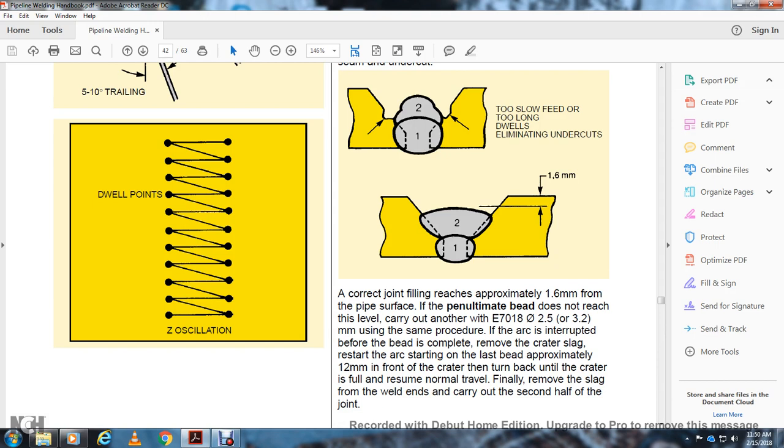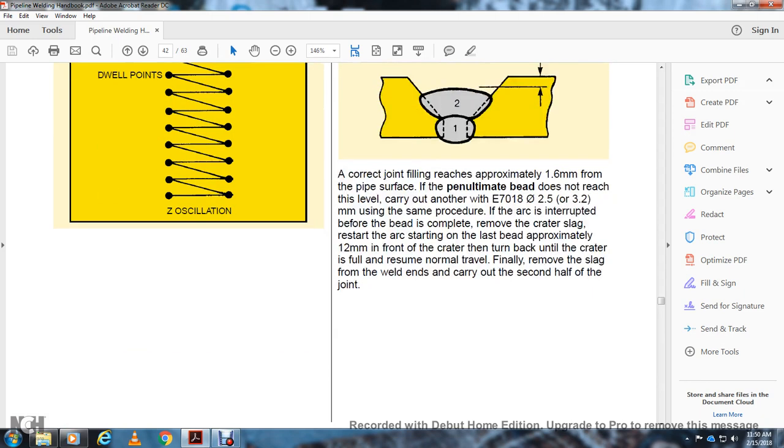penultimate bead. Does not reach the level to carry out either the E7018 2.5 to 3.5 millimeter using the same procedure, with the arc interrupted before the bead is complete. Remove the crater slag with the restart of the arc, starting with the last bead approximately 12 millimeters from the front of the crater, with the turn of the back until the crater is fully resumed normal. Travel the final. Remove the slag with the weld to end, for the carry out the second half of the joint.